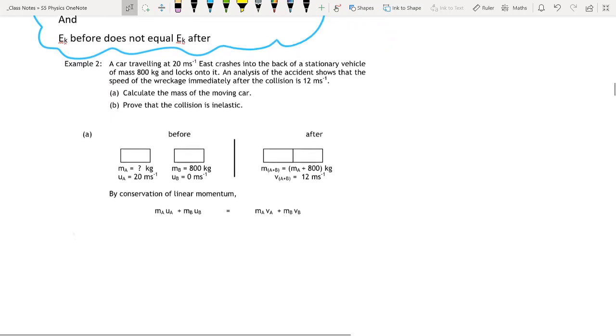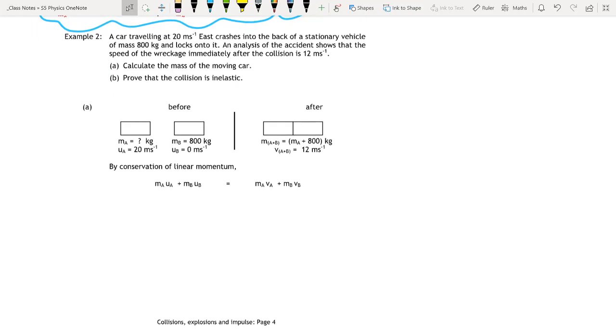These types of questions are all using a similar kind of thing, but you might be finding a different quantity. I would always draw a diagram first of all, just so you can see what's happening. Before, we've got the mass of this unknown travelling car that's travelling at 20 meters per second. And this is stationary, so this has got an initial speed of 0. But we do know the mass of the second one. Then, afterwards, they move off together. So the mass of A plus B is mass A, which we don't know, plus 800. And we're told that they move off together at 12 meters per second.